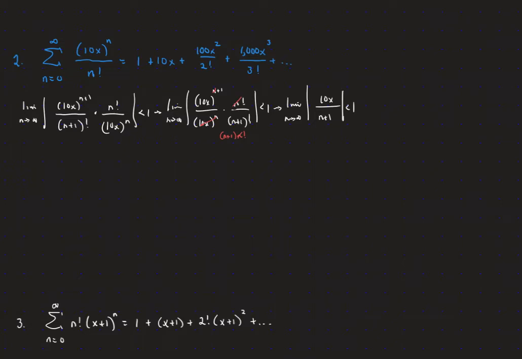Now, remember, we get to pick an x first. Once we pick that x, it stays fixed, and then we let n go to infinity. So no matter how big an x we pick, as n goes to infinity, that is going to go to 0, which is less than 1. So what we're going to get is that this will converge for all x. So our radius of convergence is infinity. Our interval of convergence is negative infinity to infinity.